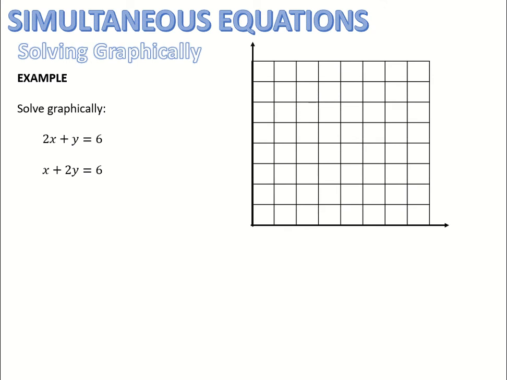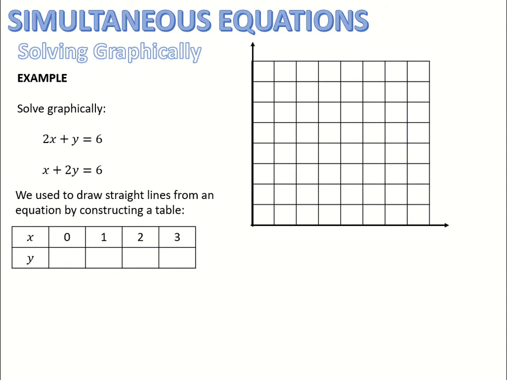Okay. So what we want is a set of axes like this, and then we want to find some points. You did this in second year. You'd construct a wee table, something that looks like this. You'd have an X on one row and a Y on the other row, and then a bunch of numbers. I've picked 0, 1, 2, and 3 because they're nice, easy numbers. The point is you could pick any numbers you want.